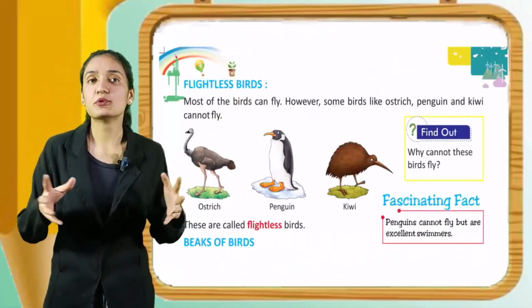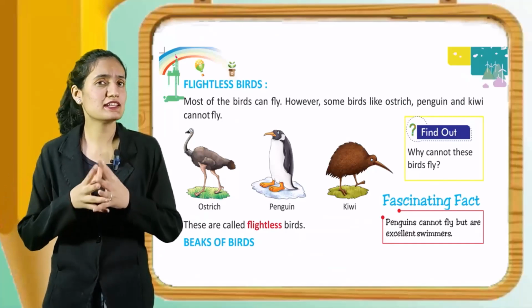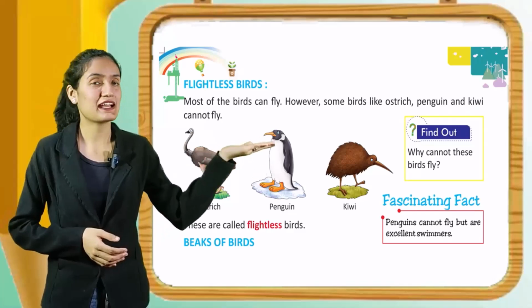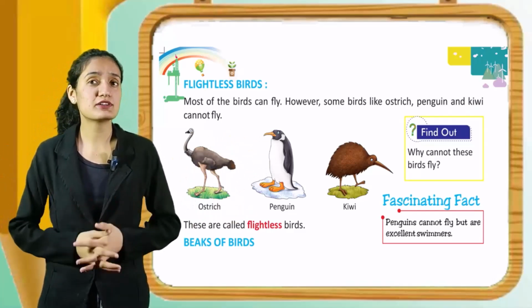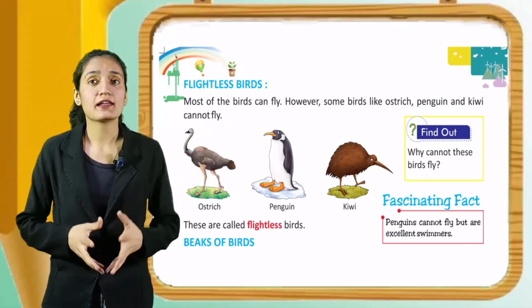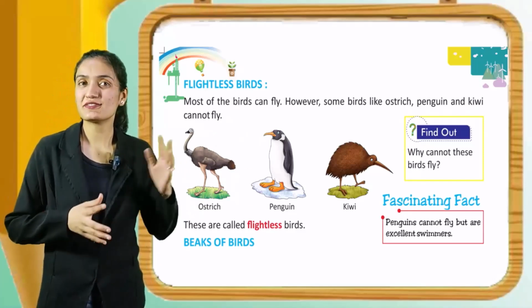Flightless birds. Most of the birds can fly. However, some birds like ostrich, penguin and kiwi cannot fly. You can see the pictures of ostrich, penguin and kiwi. Now kids, let's find out why these birds cannot fly. Fascinating fact. Penguins cannot fly but are excellent swimmers. These are called flightless birds.